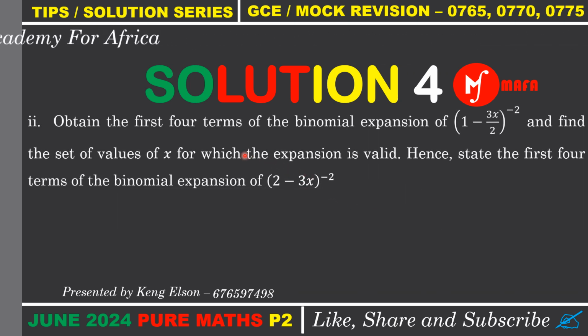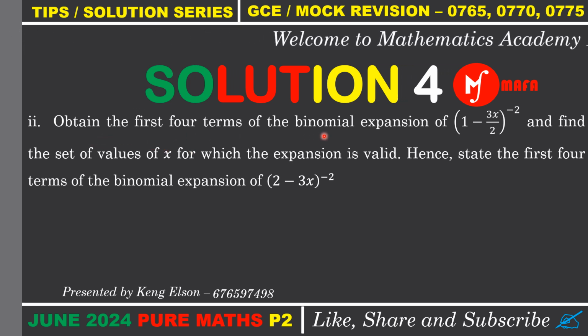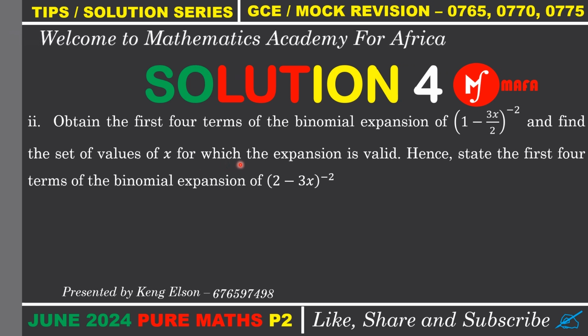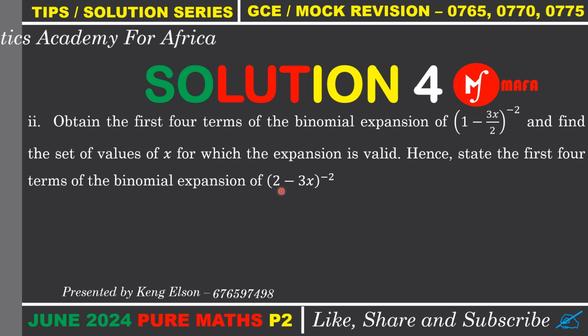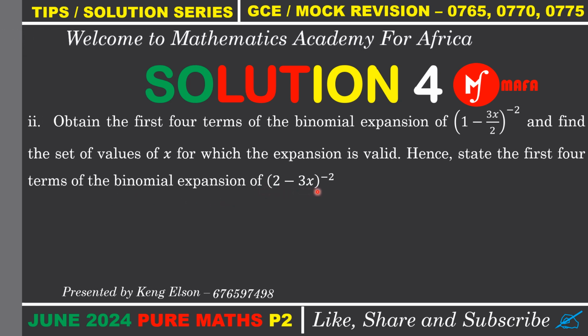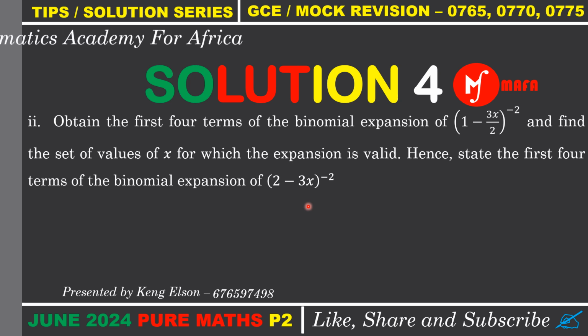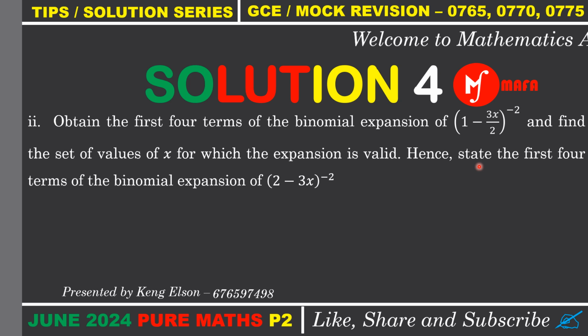Alright, we are moving on to the second part, question 4. It reads, obtain the first 4 terms of the binomial expansion of 1 minus 3x over 2, all raised to the power negative 2, and find the set of values of x for which the expansion is valid. Hence, state the first 4 terms of the binomial expansion of 2 minus 3x, all raised to the power negative 2. Okay, so we are going to begin with the first part, obtaining the first 4 terms of the binomial expansion of 1 minus 3x over 2, raised to the power negative 2.